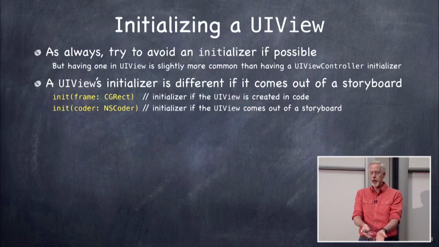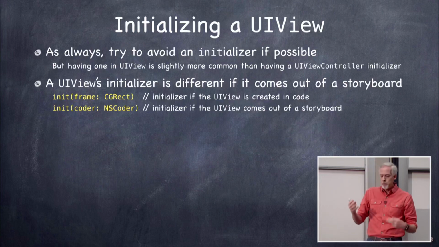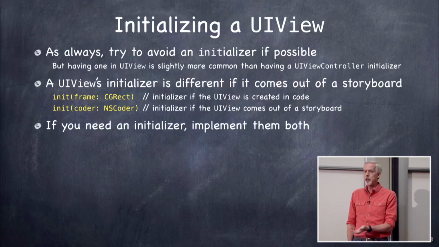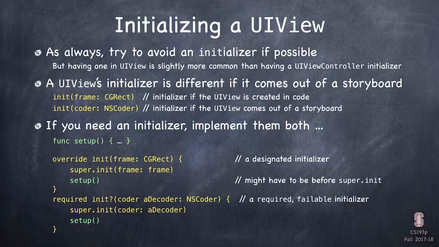The coder, NSCoder, is a protocol that handles this mechanism of freeze-drying what's in Interface Builder and then resurrecting it when your app runs. So you have to implement both of these. And the reason you have to implement both of these is because init with frame is a designated initializer, and so if you ever create a view from code, it's going to have to be used. And then init with coder is a required initializer because it's part of a protocol that UIView implements, this NSCoder protocol. You remember, if you implement a protocol and it has an init in it, it's required. So you have to implement them both.